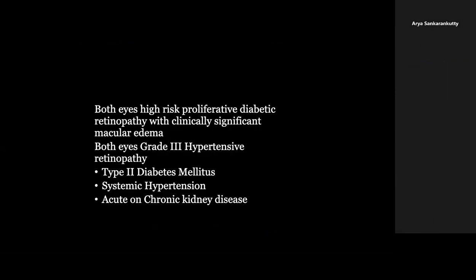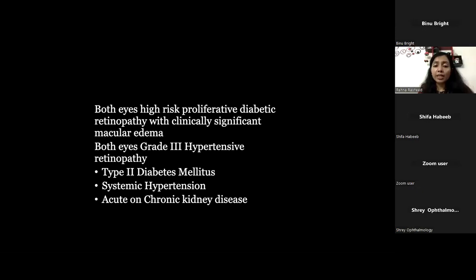So this patient is having both high-risk proliferative diabetic retinopathy with cystoid, clinically significant macular edema, and grade 3 hypertensive retinopathy, that is, changes of hypertensive retinopathy as well. Type 2 diabetes mellitus, systemic hypertension, acute and chronic kidney disease.